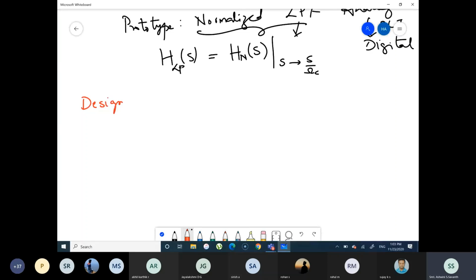And these derivations are also important. The derivations of the order and cutoff frequency is important. Okay, and how do you derive the Butterworth polynomial? All the derivations are important.